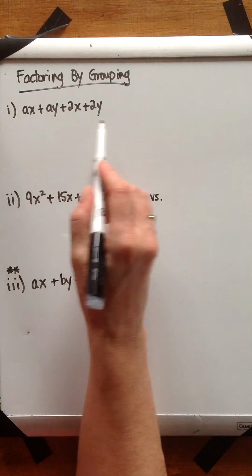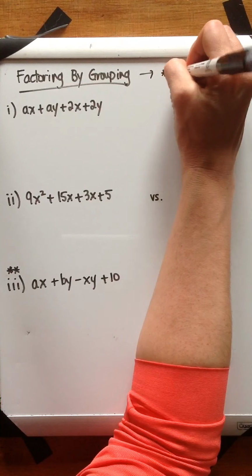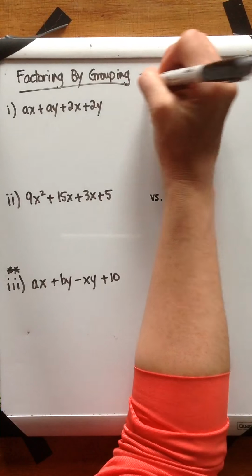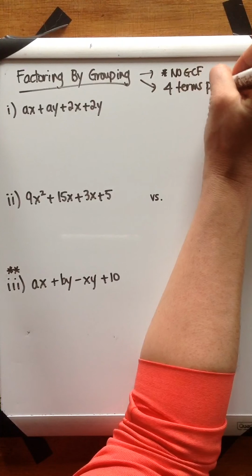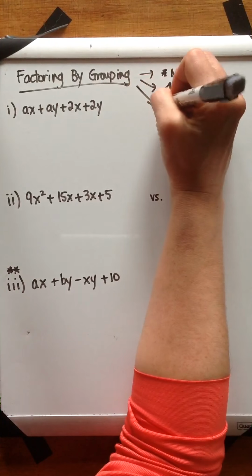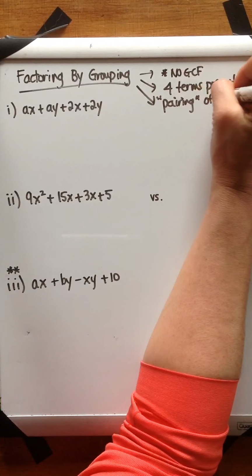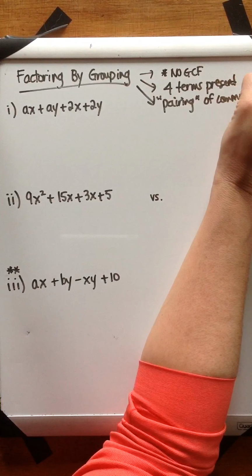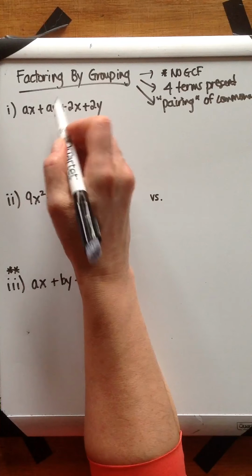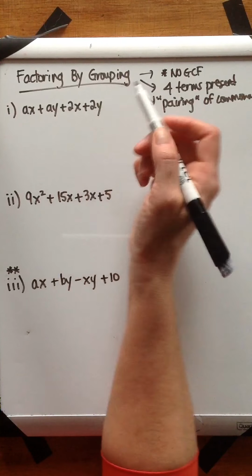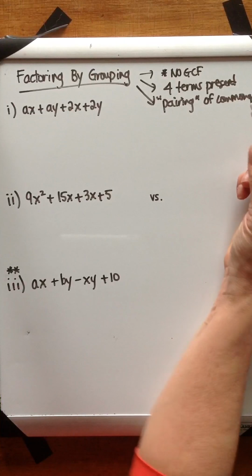So those are some key things that you're looking for when you need to factor by grouping. You notice that there is no GCF. You also notice that there are 4 terms present, and there's sort of a pairing of commonalities going on. And what I mean by that is, again, 2 of these have 2's, 2 of these have 1's, 2 of these have a's, 2 of these have x's, 2 of these have y's. You start to see some pairings that might be present, okay?